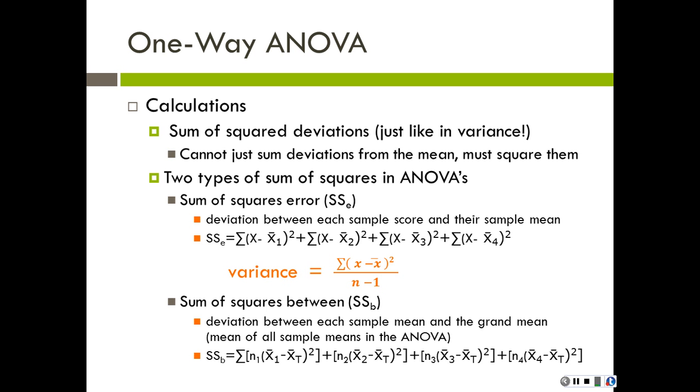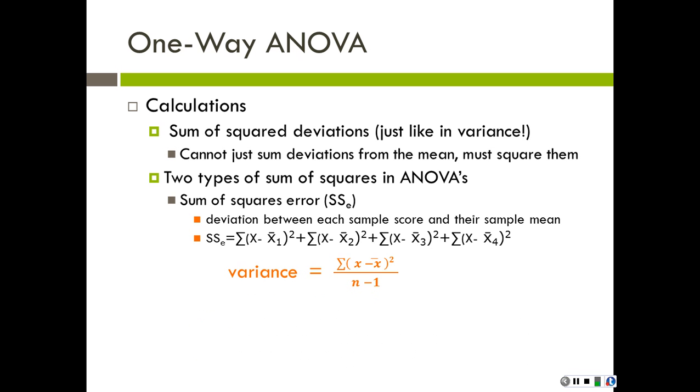But nicely, the next one we look at is SSB, so you'll know that's between. Basically SSB is between, SSE is the other one, so it's within. This sum of squared error is close to our familiar idea of variance. It's how each score within a sample group deviates from the mean of the sample group. So it's how each freshman score deviates from the mean of freshman scores, how each sophomore score deviates from the mean of sophomore scores, etc.